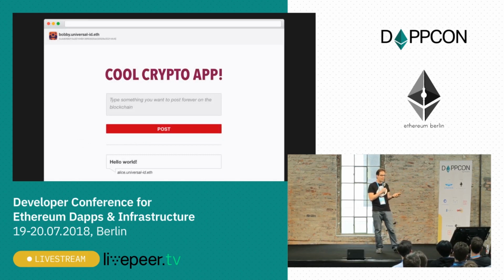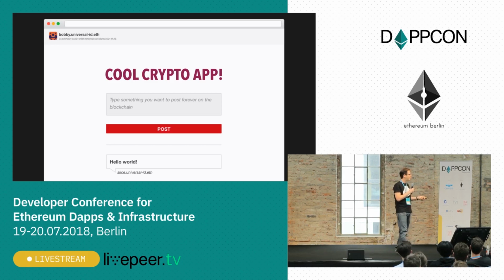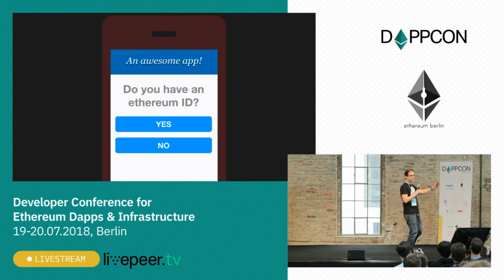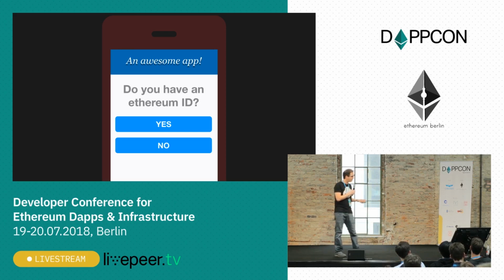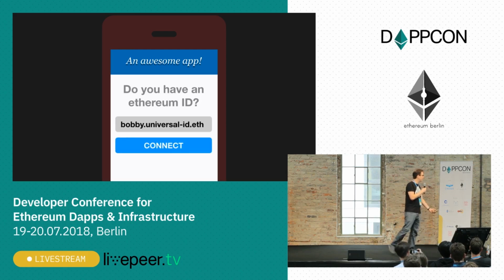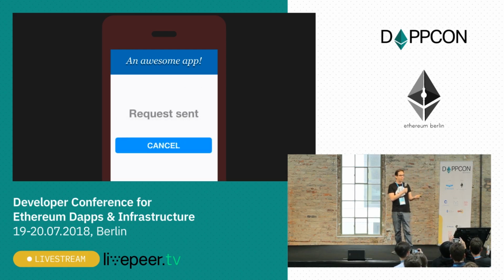It's interesting, but what happens if you just created your little Bobby ID, but now you got tired of this app and you're downloading a new awesome app on your iPhone. It's a different app from a different vendor, and it asks you something like, do you already have an Ethereum ID? Of course, you could do it in a nicer way, but let's just click yes. You just type your Ethereum ID. Look, I am Bobby at Universal ID. I click connect. I send a request.